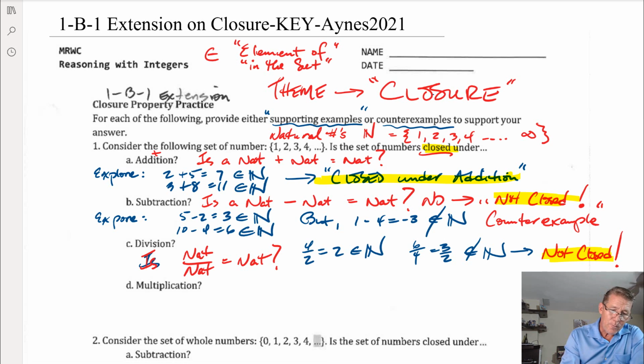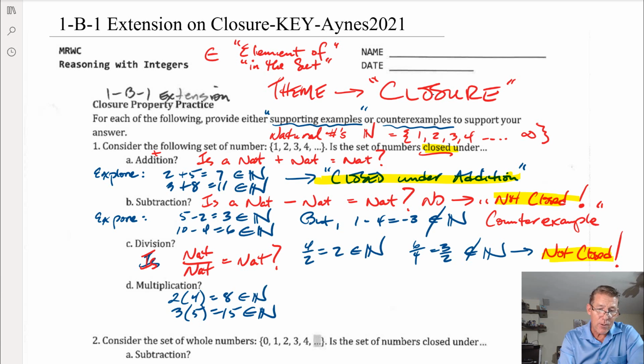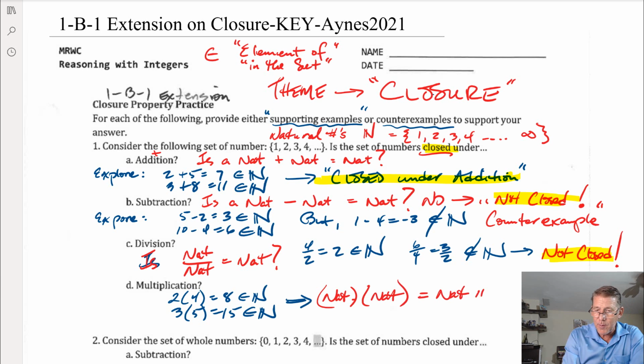Now, in terms of multiplication, if I take any two naturals like 2 and 4 and multiply them together, you're going to get a natural. 3 times 5 is 15, and that's natural. These are elements of the natural set. You can test any two natural numbers, and a natural times a natural is always a natural. So a natural, times another natural, always equals a natural number. So in this case, it is closed.